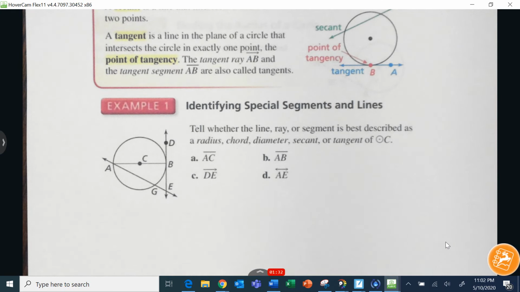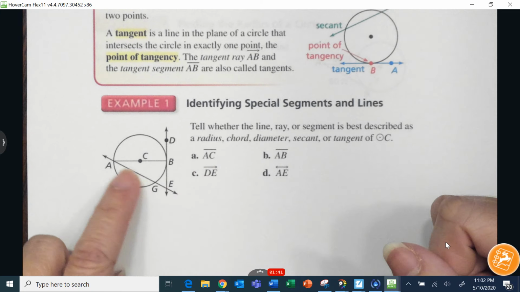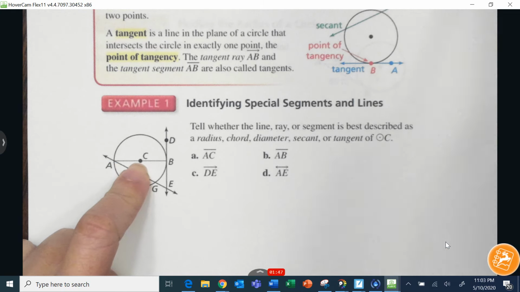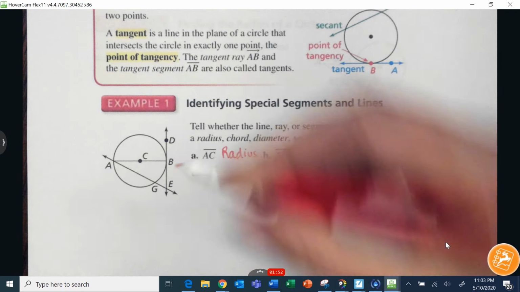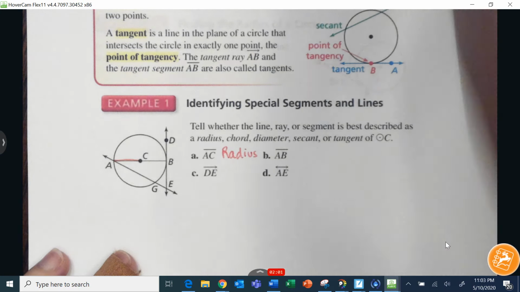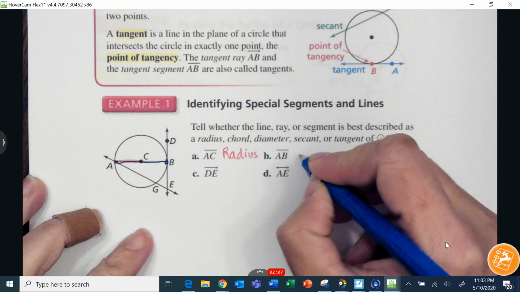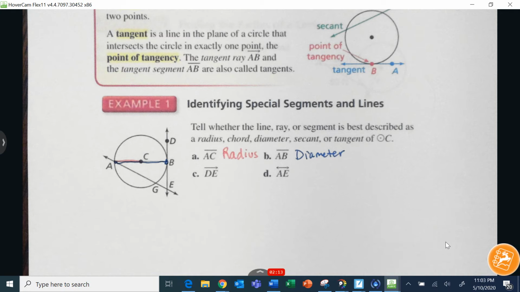Tell whether the line, ray, or segment is best described as a radius, chord, diameter, secant, or tangent of circle C. The first one is segment AC. When I look at AC, it starts at the edge of the circle and stops in the center. That is the radius, and that should be vocab that you already know from a previous course. Next, AB. From all the way A to B, that's the diameter. Again, that really should be previous course knowledge.